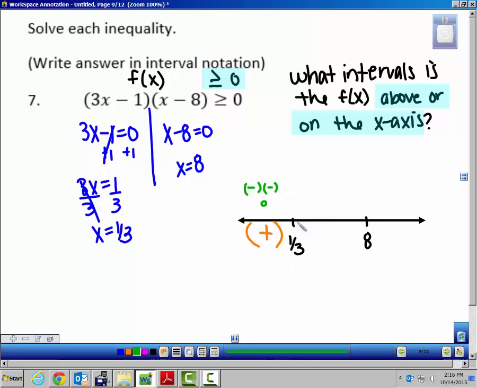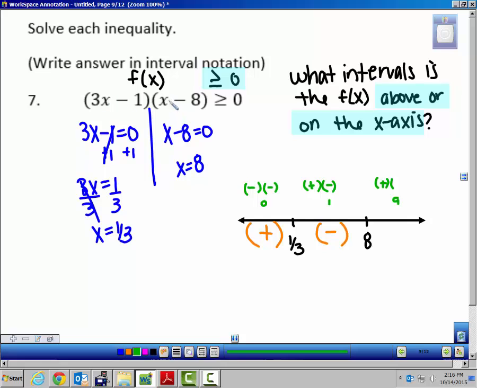Here I can pick any number greater than 1/3 but less than 8. So I'm just going to pick a 1. So if I were to plug a 1 in here, that would be 3 minus 1 is 2. That's a positive. And 1 minus 8, that's negative. So a positive times a negative is a negative. So this whole interval is going to be negative. Okay, and any number greater than 8, so if I checked 9, 9 times 3 is going to give me 27 minus 1. That's not going to give me a positive.